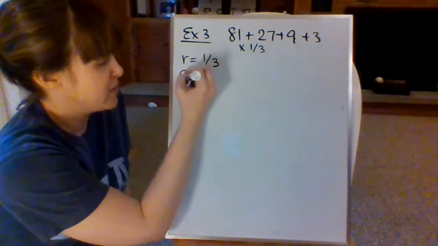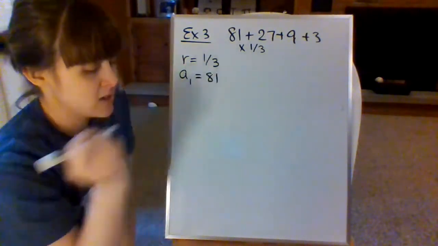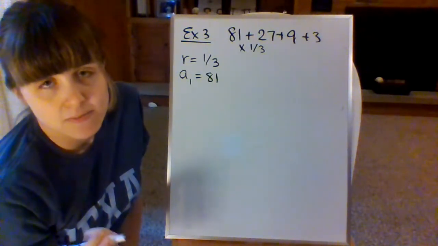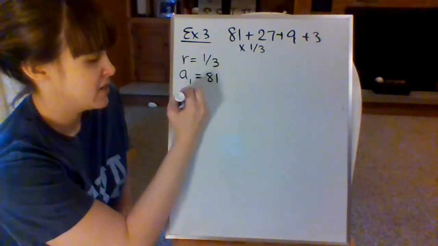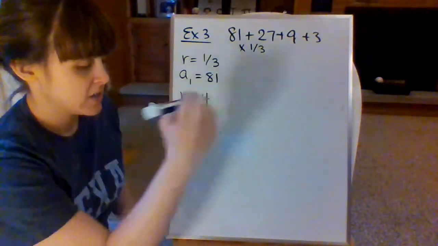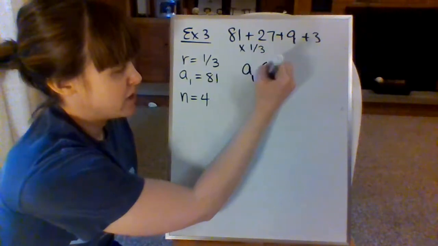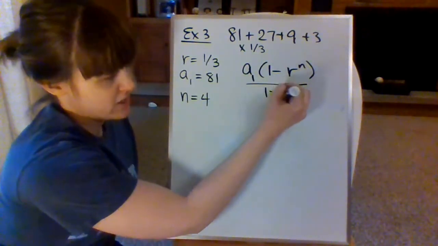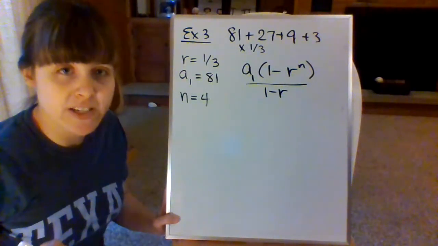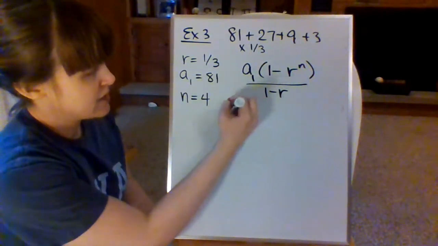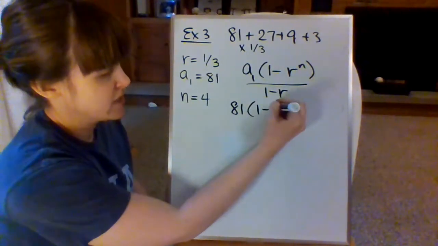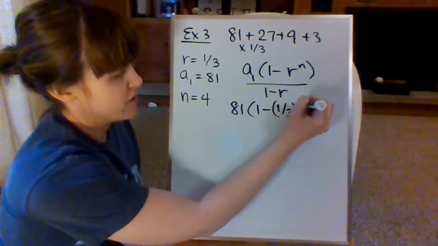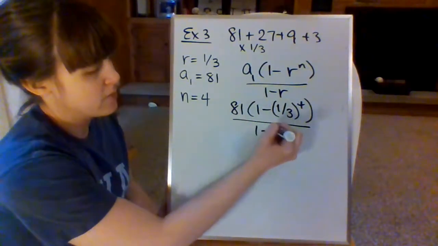Our first term here is 81. And how many numbers are in this sequence? 4. So n equals 4. So our formula, I'm going to write it again: a1 times 1 minus r to the n over 1 minus r. We're going to plug in all the stuff now and get the answer. So 81 times 1 minus 1/3 to the 4th, divided by 1 minus 1/3.